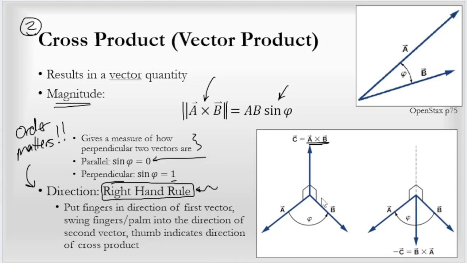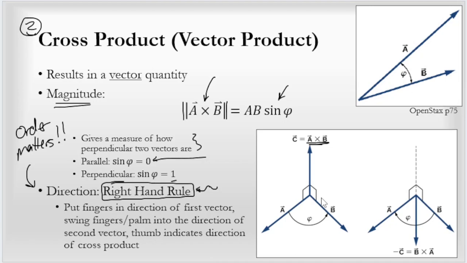My fingers are in the direction of A, and then I cross into B. It has to be less than 180 degrees. If I cross the other direction, I'm going 270 degrees, and that's not how I want to go. Cross A into B, and I'm going to note that my thumb points upward, and that's the direction of the cross product.